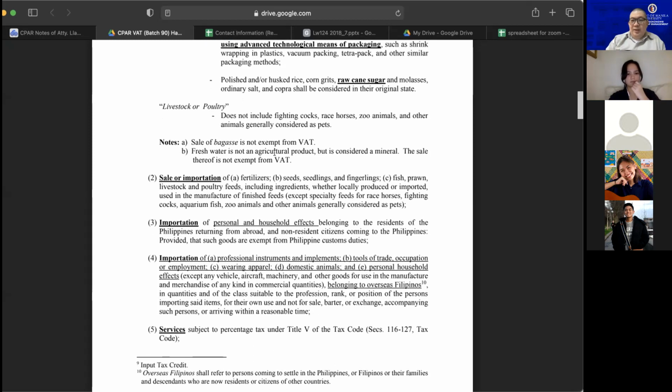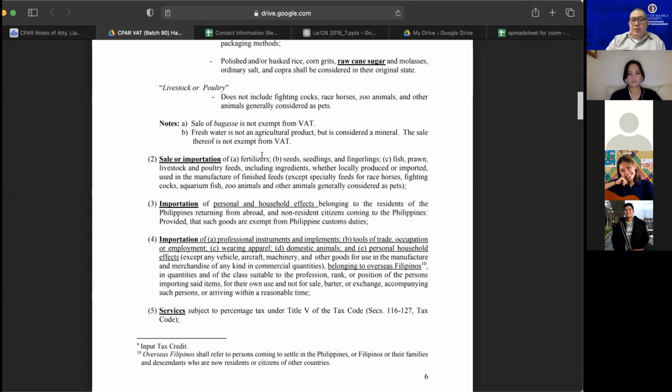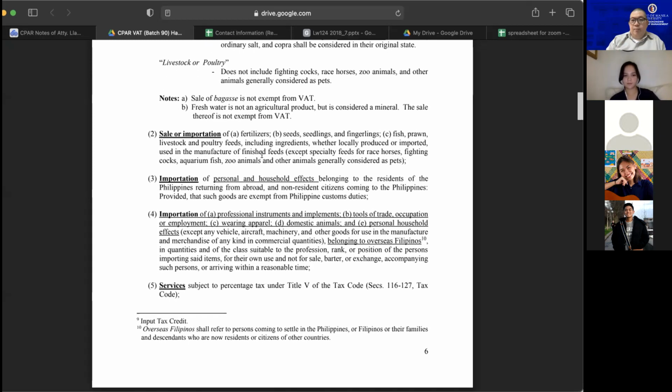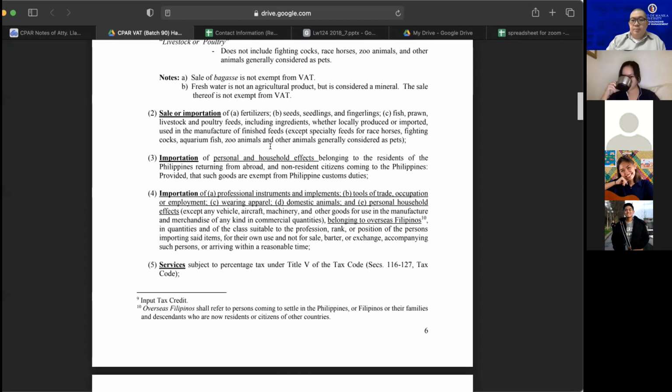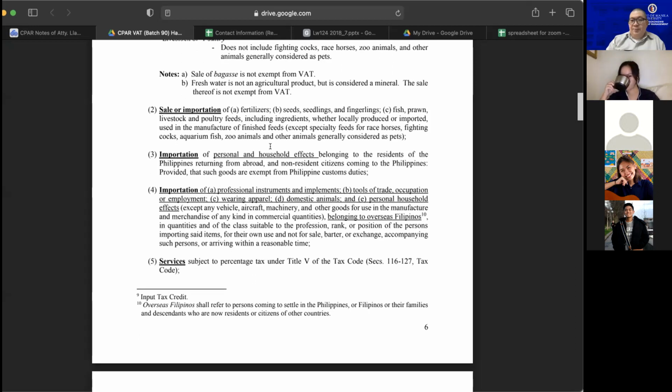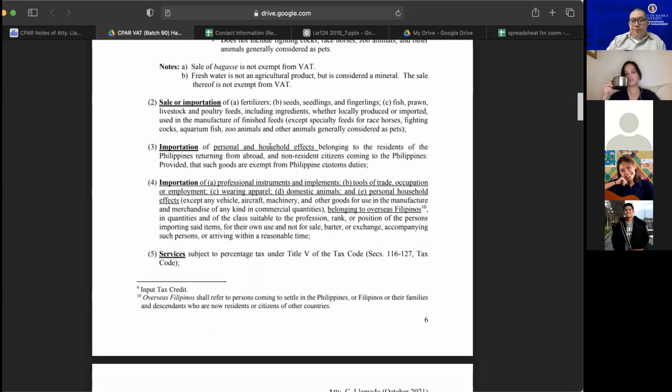Okay, sale of water is not an agricultural product. Water is not. So water is vatable. Okay, what else? Fertilizer. Seeds and seedlings and fingerlings. Fish, prawns. These are VAT exempt. Okay.